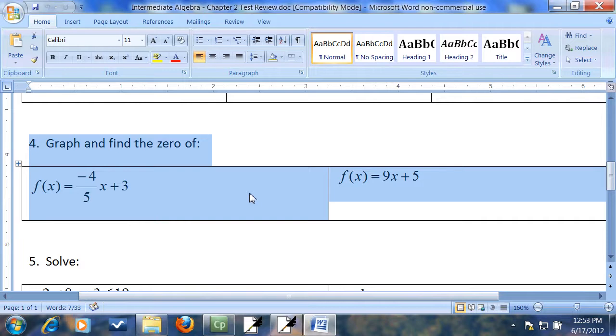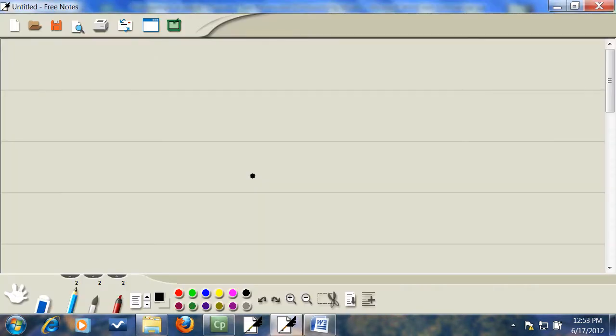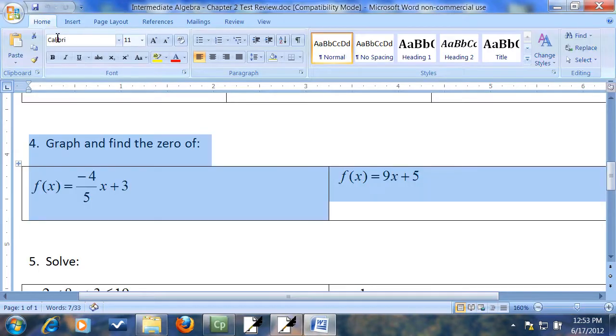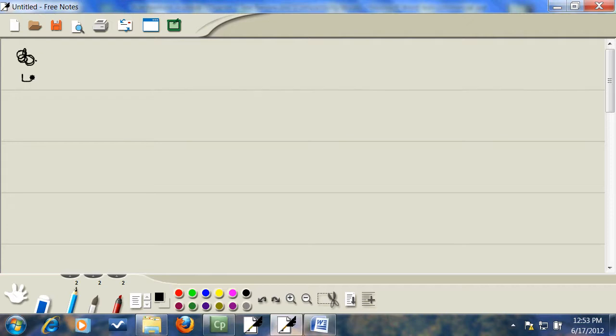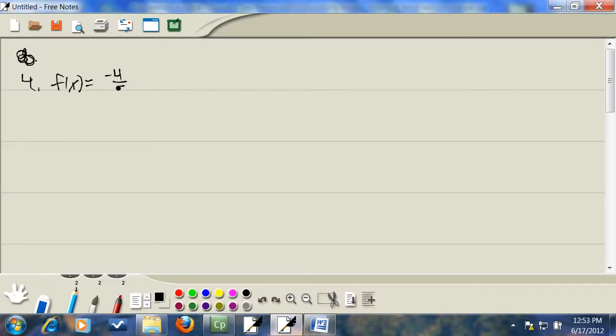Well, let's briefly look at how to do those by hand, because it really isn't too bad to graph those. There you go. f of x is equal to negative 4/5 x plus 3. Now, if it's in this form, this is slope-intercept form. Your slope is going to be whatever's before your x, which is negative 4/5. And the number at the end is going to be your y-intercept.